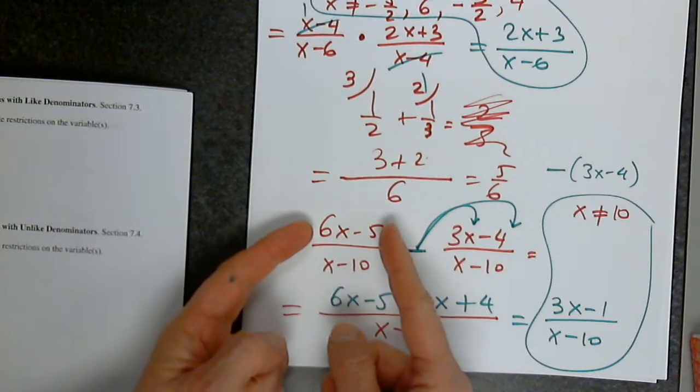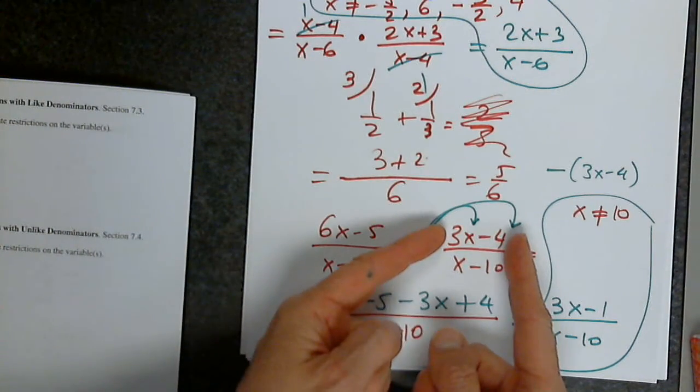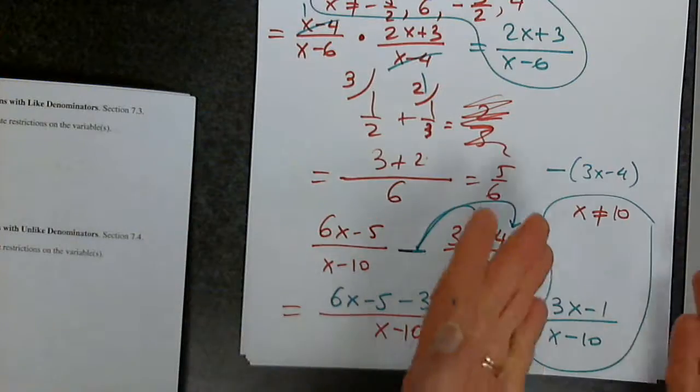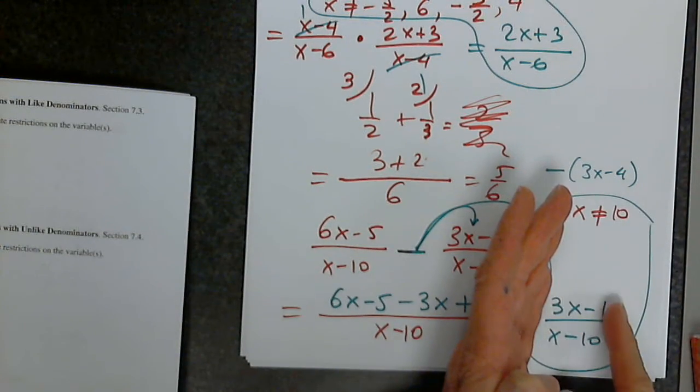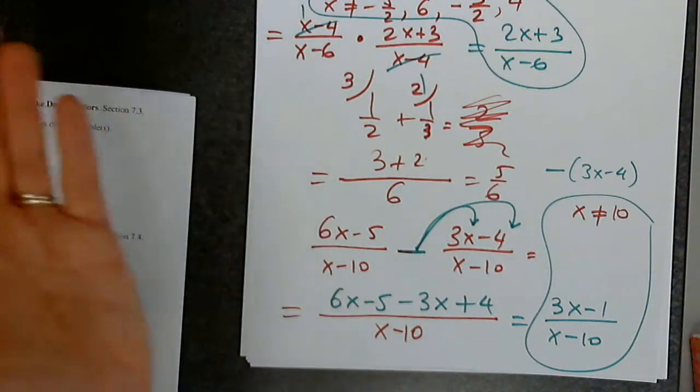So I don't factor in this form, even if I can. I wait till the very last step when I have only one fraction line. And now I'm asking myself, can I factor it? No. I'm done.